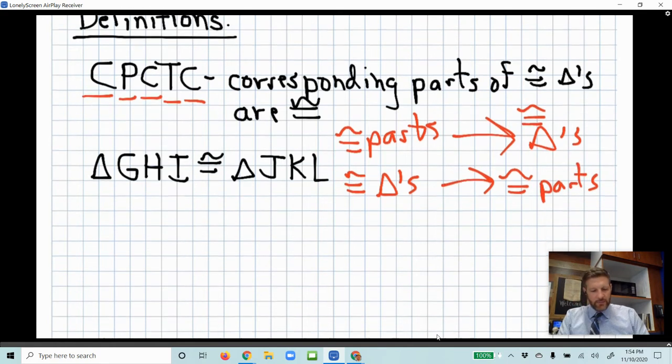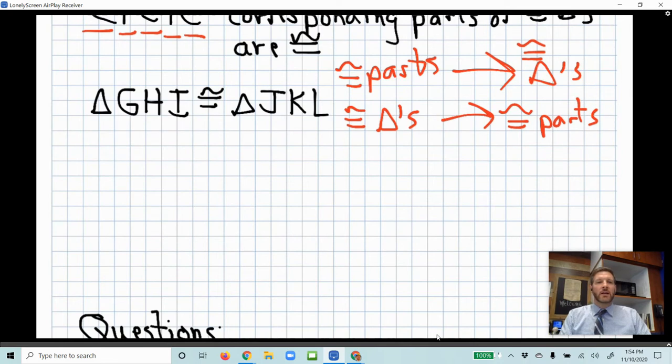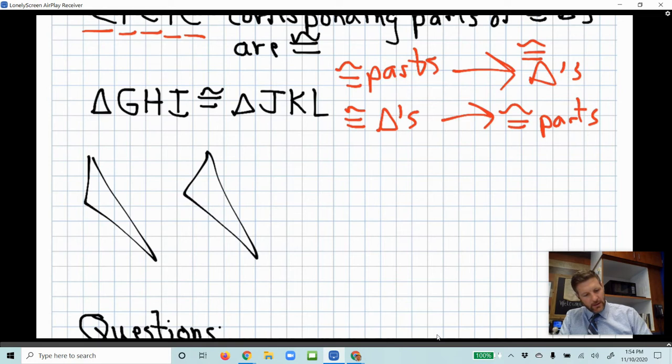Okay, so let me give you an example. Say we know we have here that triangle GHI is congruent with triangle JKL. First of all, let me go ahead and just draw those out. We'll draw them something like this. All right, we got G, H, and I, and J, K, and L. And so if we know from the beginning that those triangles are congruent, then I know all their corresponding parts are congruent. Okay, corresponding parts, we've covered that.